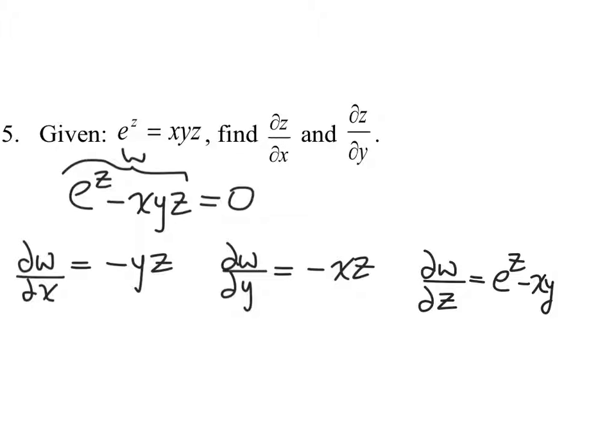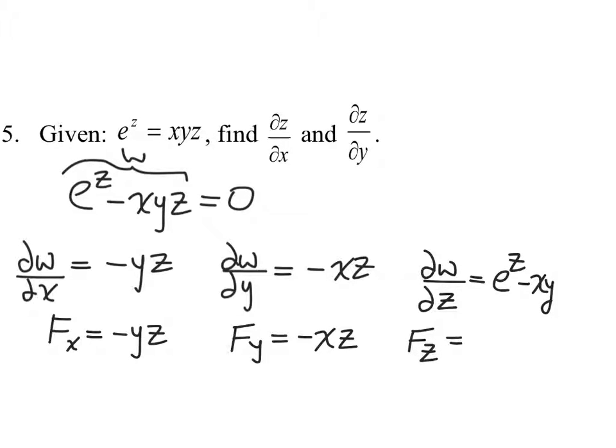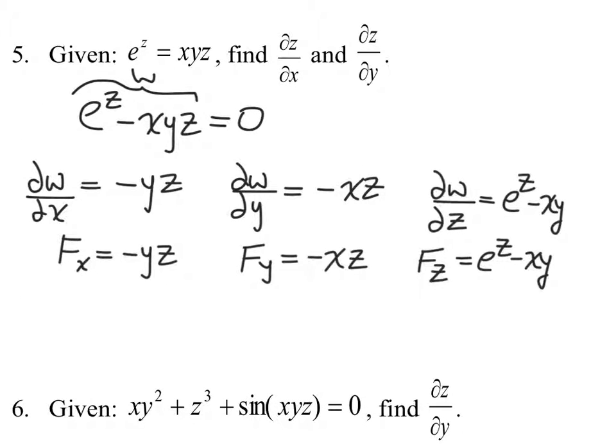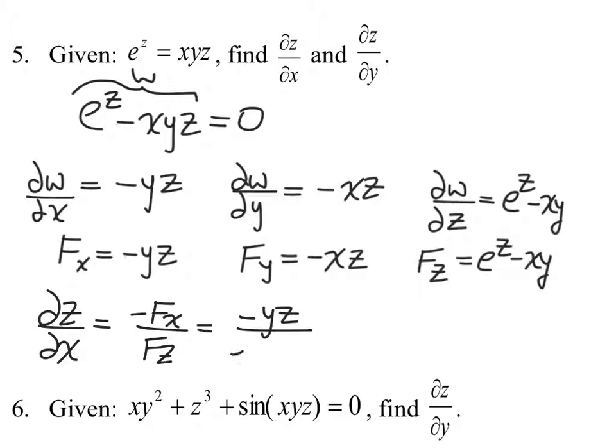All right, so again, this is the same as saying, we can call it f sub x is negative yz, f sub y is equal to negative xz, and f sub z is equal to e to the z minus xy. All right, so when I'm looking for the partial z with respect to x, I need negative partial x over partial z. So negative yz over e to the z minus xy.